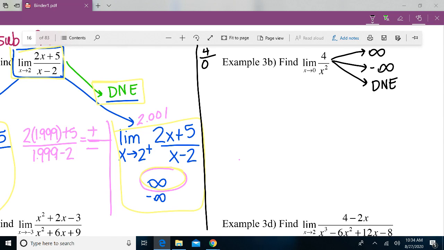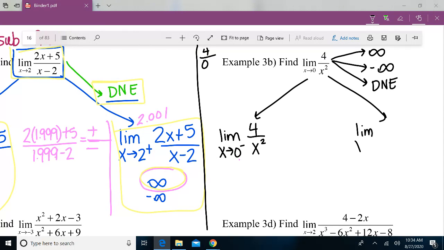Okay, so then to determine what the overall limit is, I'm going to split my original limit into two limits. I'm going to split it into the limit as x approaches 0 from the left of 4 over x squared, and then the limit as x approaches 0 from the right of 4 over x squared. And remember, we're only checking signs.